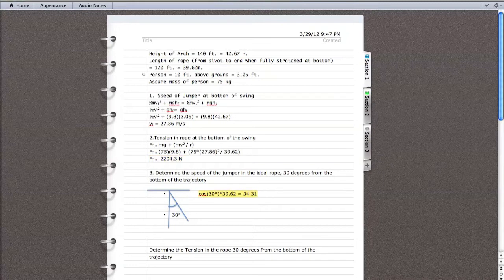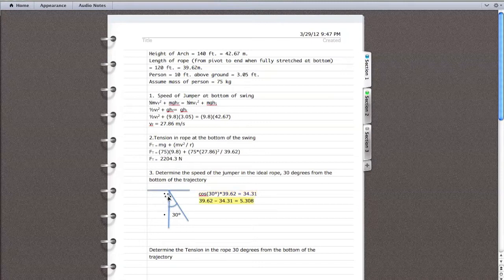Next, we determine the speed of the jumper in the ideal rope 30 degrees from the bottom of the trajectory. To do this, we use simple trigonometry by doing cosine of 30 times the length of the rope. We then subtract this from the length of the rope and add the original height. And the new height is 8.35 meters.